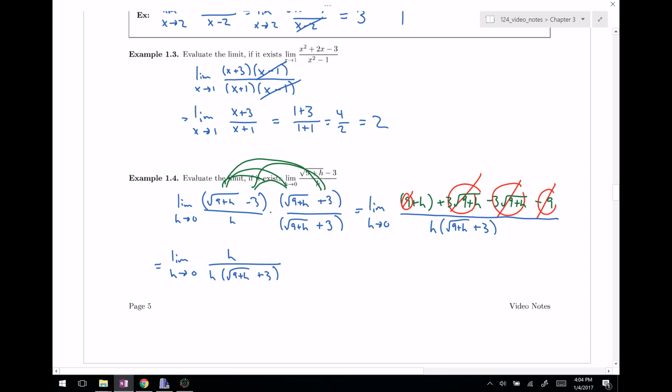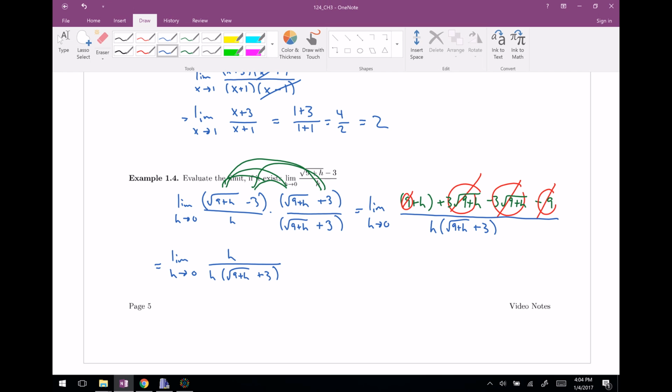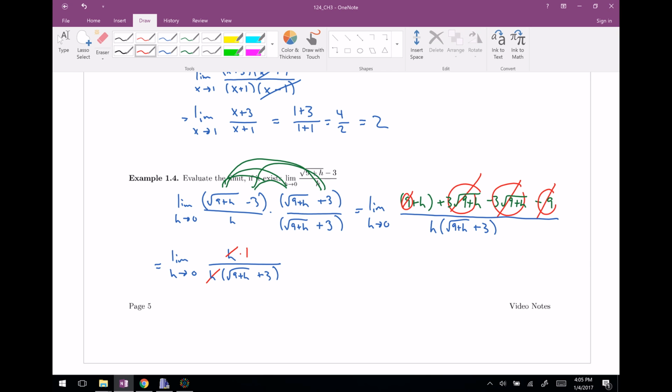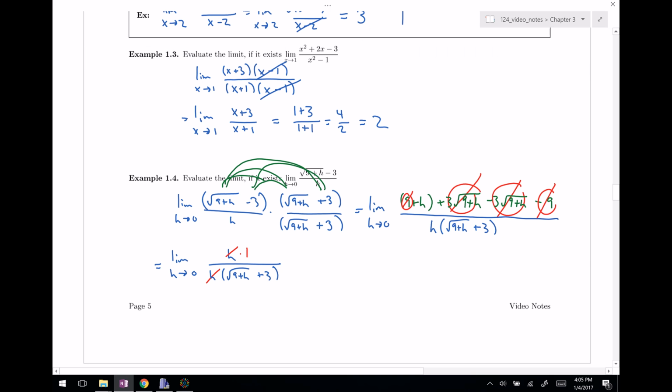So we did all that subtraction and stuff canceled away, and all that's left in the numerator is h. All that's left in the denominator is this h times this messy quantity. So you can see there's both an h in the numerator and in the denominator, which means that these things canceled, and all that's left is this 1. 1 is in the numerator. So this is now the limit as h goes to 0 of 1 divided by the square root of 9 plus h plus 3.